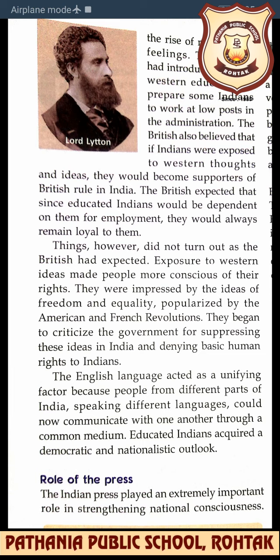Now the next point is the role of the press. As you know, print media always plays a very significant role in creating any kind of awareness. So the Indian press played an extremely important role in strengthening national consciousness. The newspapers of the period highlighted the anti-Indian policies of the British government and asked the people to unite and work for a common cause. Both the English and the vernacular press became a medium to mobilize public opinion and create a feeling of national bonding. Vernacular means the regional language.